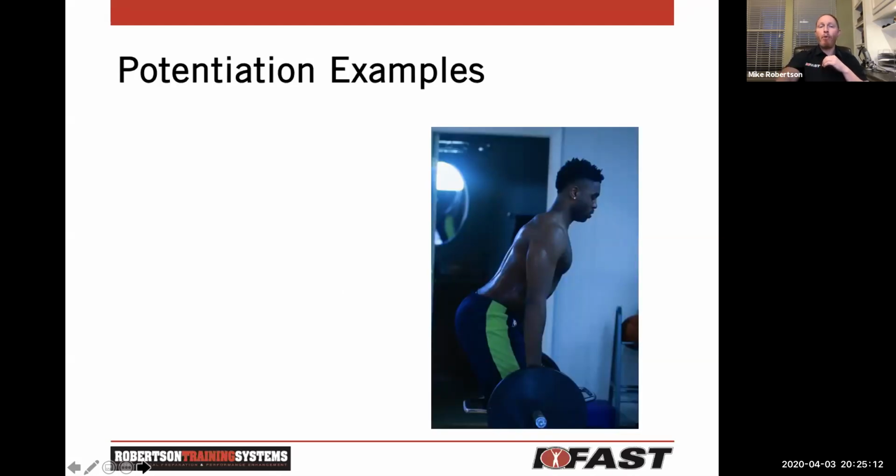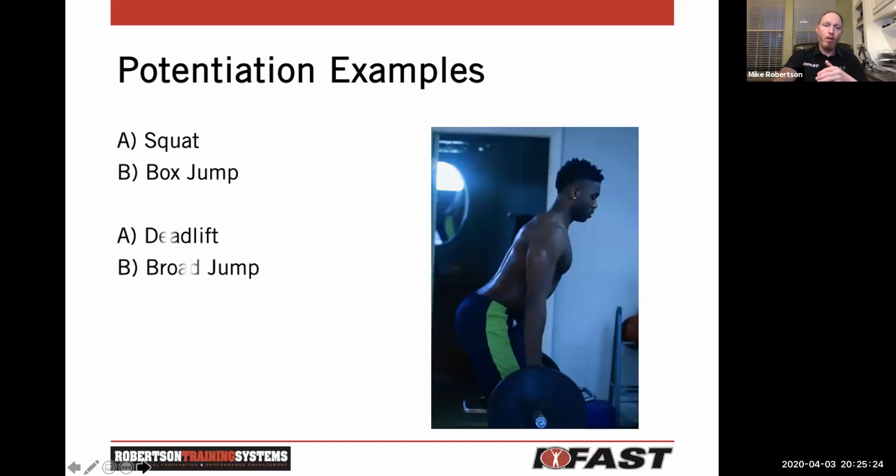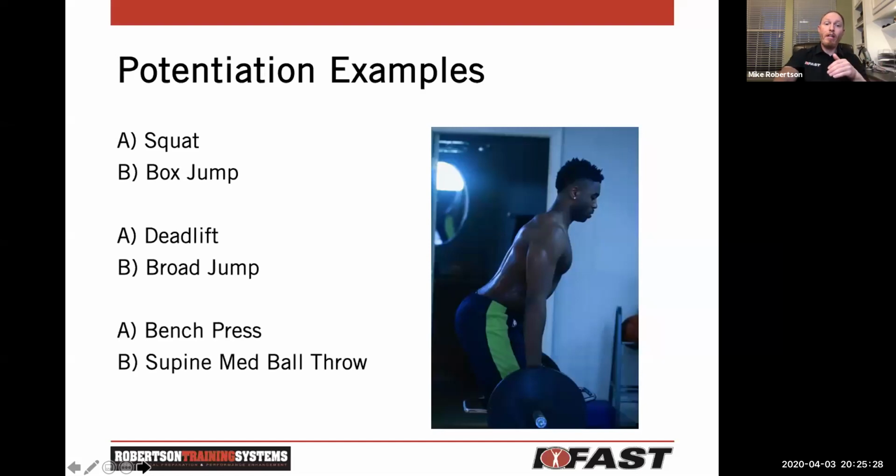So here are a couple examples, and I got a ton of videos of this one because I think, number one, it's cool to watch, and number two, it's going to give you guys a lot of ideas. So we've got our old school, like do a squat and then pair it with a box jump. We've got a deadlift and we pair it with a broad jump.